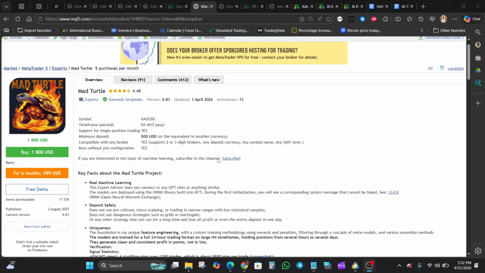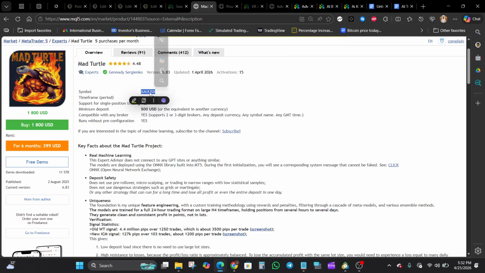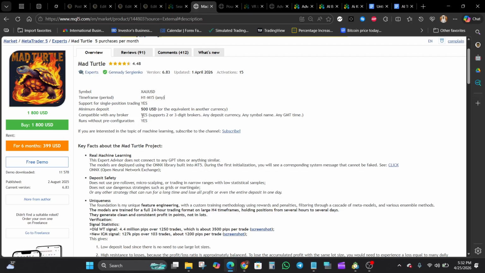From the setup, this EA is designed to trade XAUUSD and works across multiple time frames, mainly from the M15 up until the H1. It also requires a minimum deposit of around 500 US dollars. Although realistically, with gold, you would want a bit more breathing room.